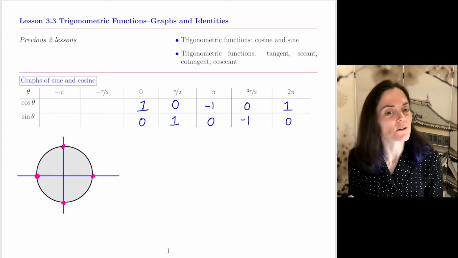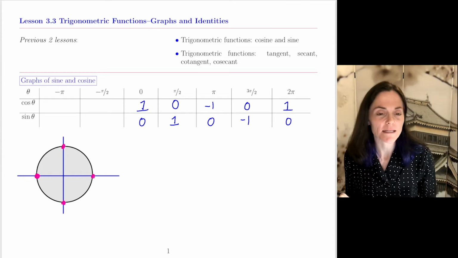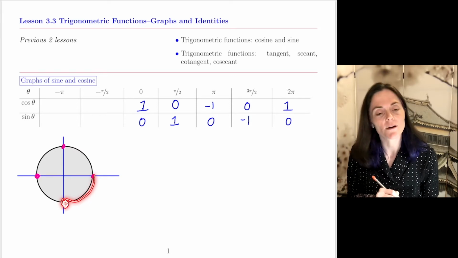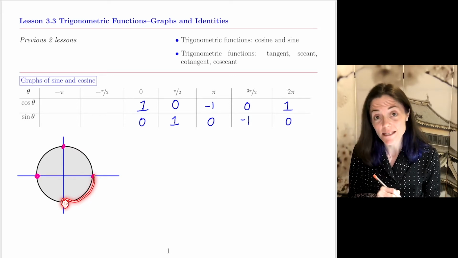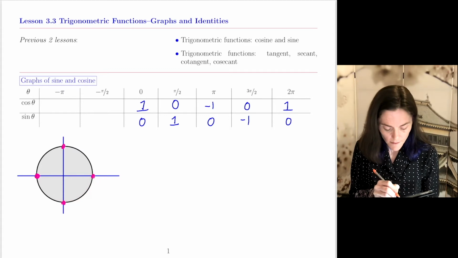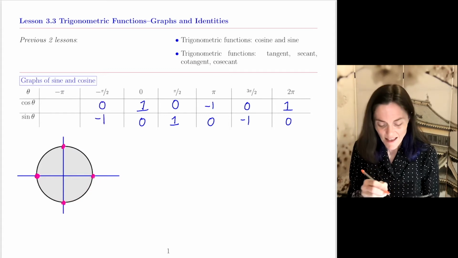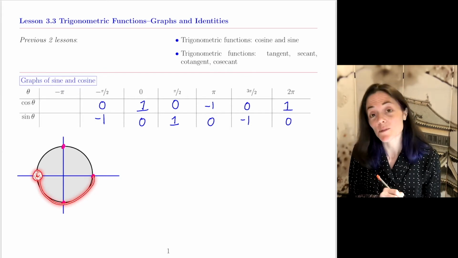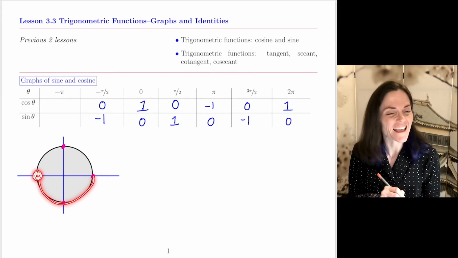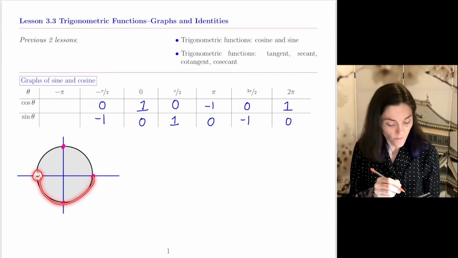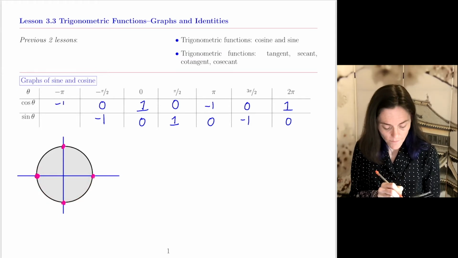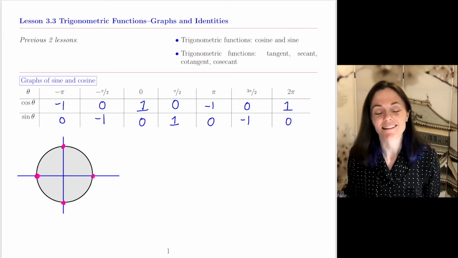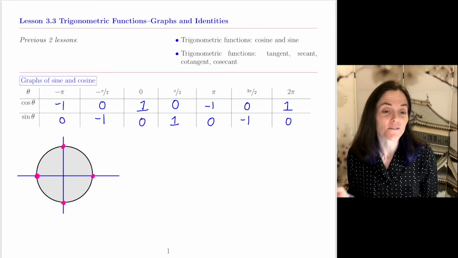Now I just have these two negative angles that I want to write down. Negative pi over 2, we would move this direction. You see cosine is 0, sine is negative 1. And finally, negative pi would be here, the same terminal side as the angle pi. We get that the cosine is negative 1, sine is 0. So we can use these values of sine and cosine to help us graph the functions.